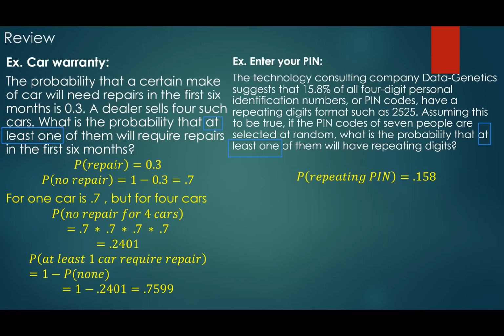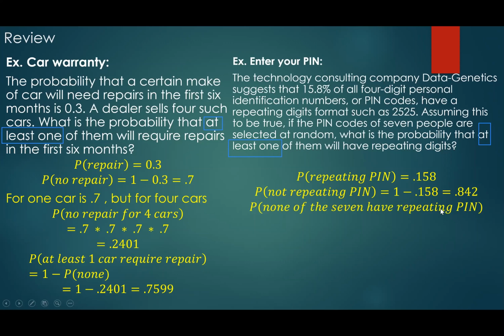But in this problem, how many people am I selecting? Well, I select 7 of them, right? But looking at this, this is the repeated pin. What is the probability that a person does not have a repeated pin? We have to take the complement, which is 1 minus 0.158 to give you 0.842. So for one person, the probability that the person does not have a repeated pin is 0.842.